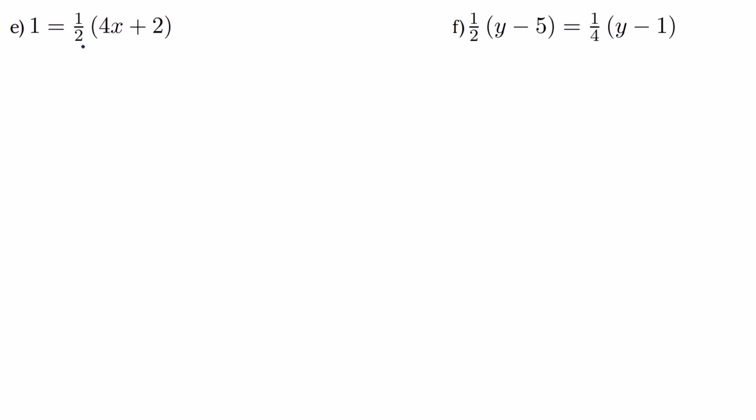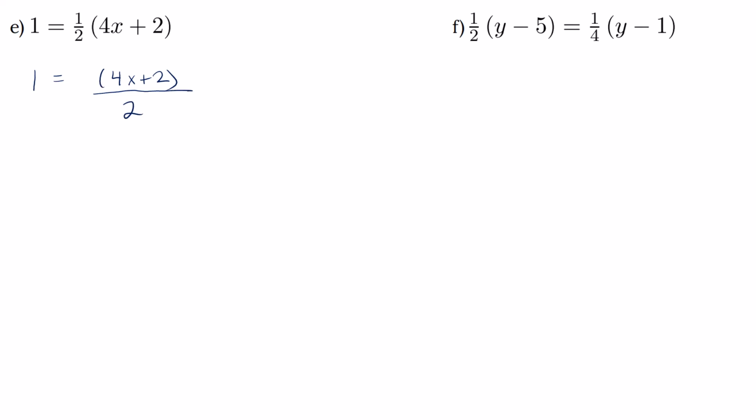On the right side, where we have 1/2 multiplied by 4x plus 2, that's technically the same as 1 multiplied by 4x plus 2 divided by 2. That 4x plus 2 is on the top. Now, I'm actually going to erase the 1 in front of the bracket because 1 multiplied by 4x plus 2 is just 4x plus 2. Multiplying by 1 does not change the value of something.